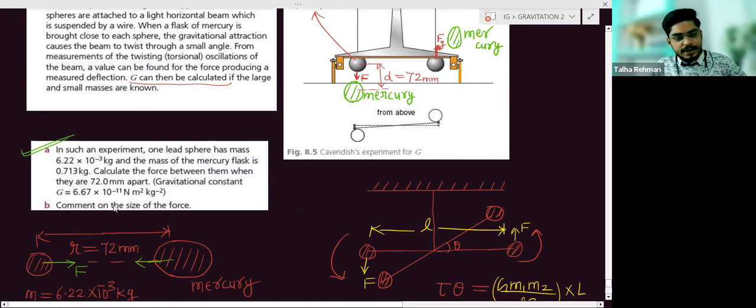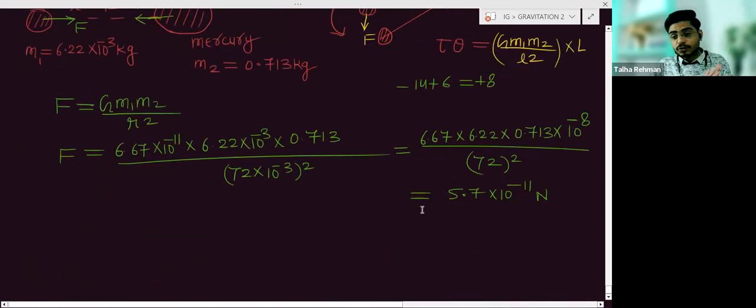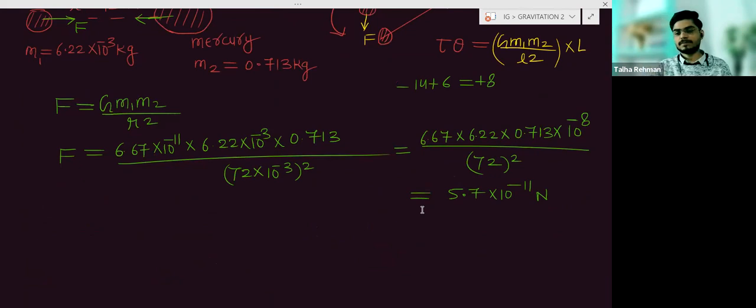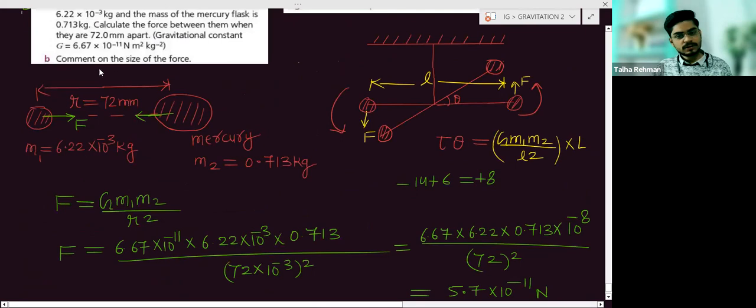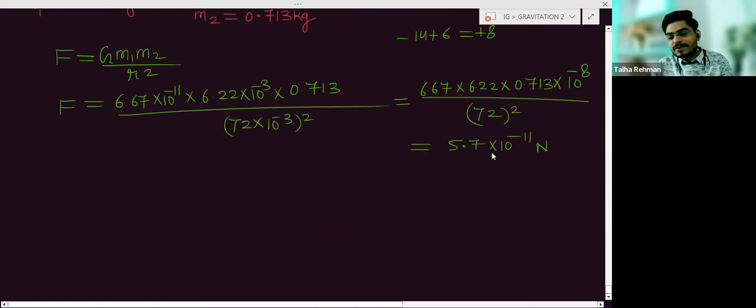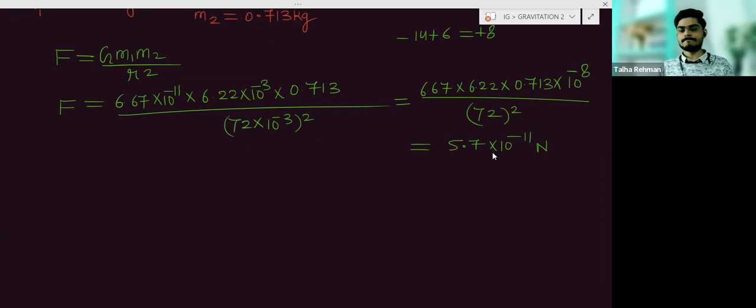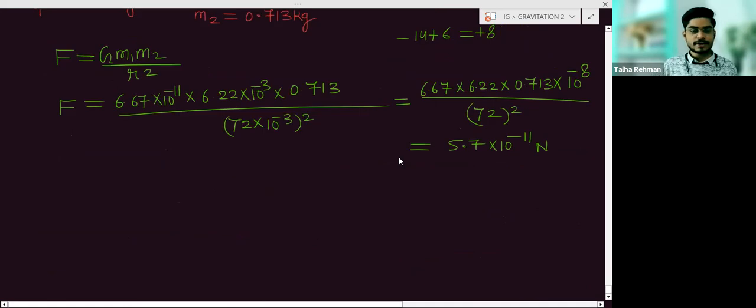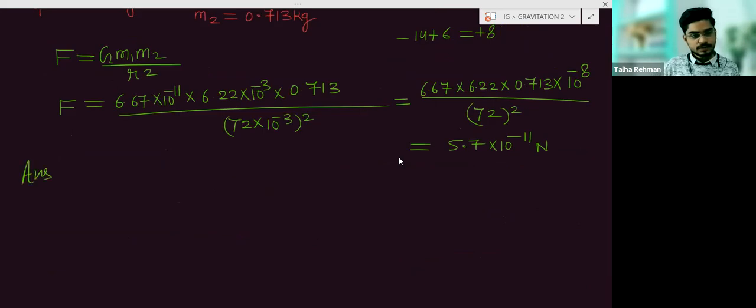Answer B, comment on the size of force. Size of force means magnitude of the force. So you will say the force will be very small between the two masses. Why am I saying the force is very small? Because you can see the force here, it is very small. So answer B, you can write the theory by yourself.